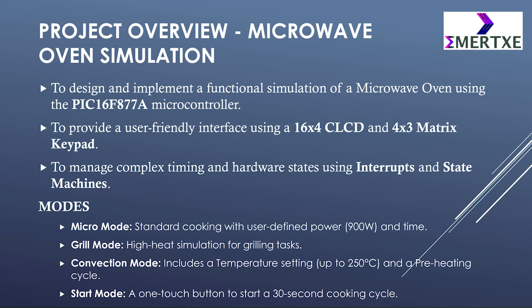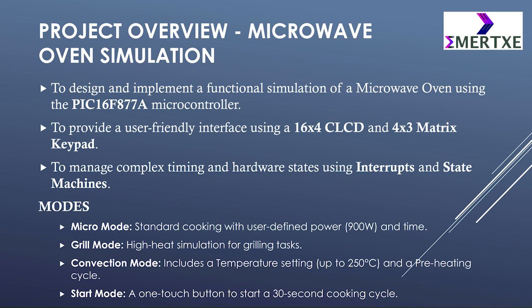the countdown timer. There are four modes: micro mode, grill mode, convection mode, and start mode. The micro mode is the standard mode for cooking. The user defines power of 900 watts and the timer. Second is the grill mode. Grill mode is a special mode, a highly heated simulation for grilling and browning the food. The grill mode is similar to micro mode with special tasks.